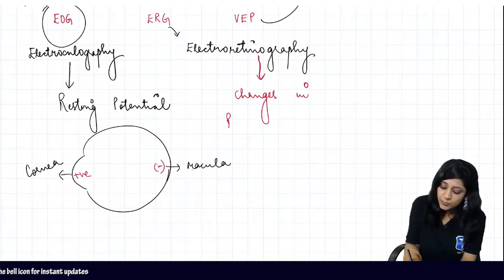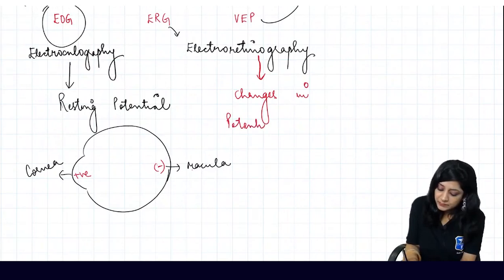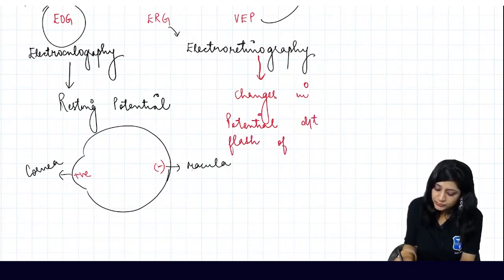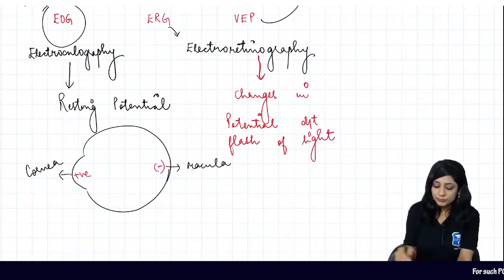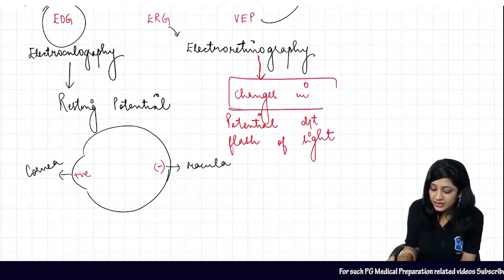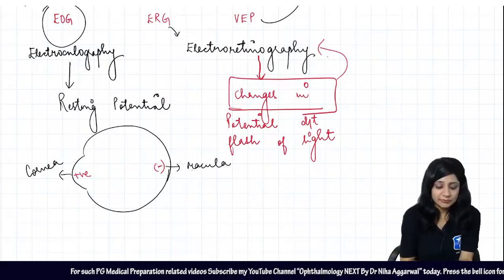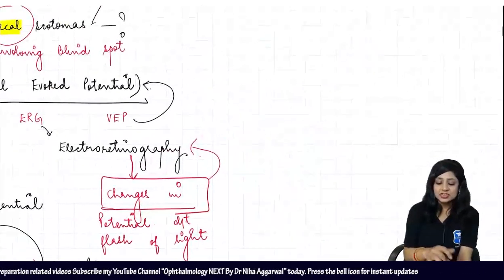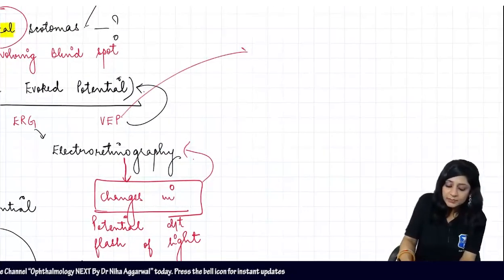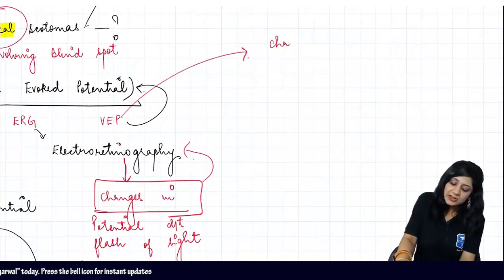Changes in the potential due to the flash of light. The changes occurring there will be measured by electroretinography, and these changes are recorded by this.